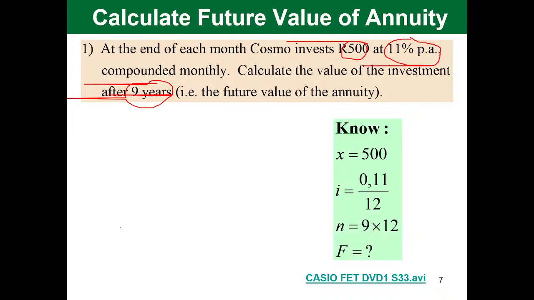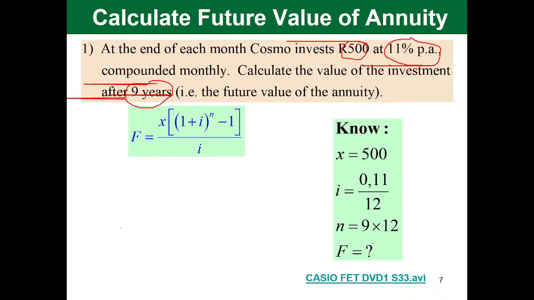X is 500 Rand. I is 11% over a period of 12 months. But because it's going to be 9 years and payment is done every month, the number of months in 9 years would be 9 times 12, because each year has 12 months. I hope you get that. Then the future value is what we are looking for. Let's continue. There's the formula that I wanted you to copy.